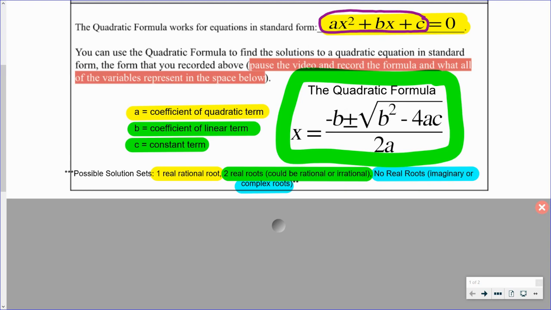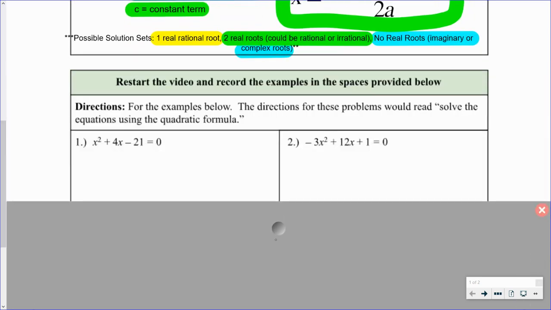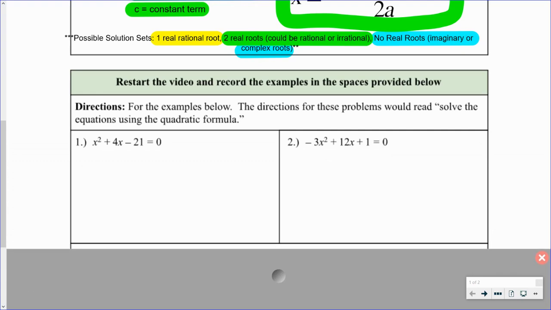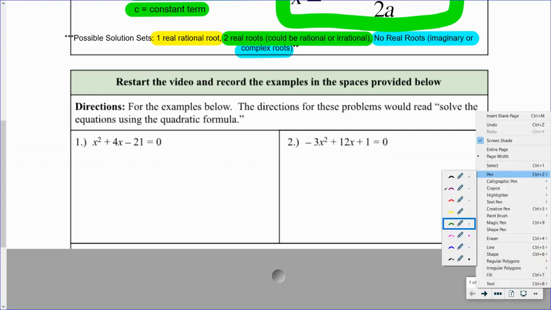I'm going to go through three examples right now. We're not going to look at one where there's one real rational root, but we'll look at an example where there are two real roots, one that's rational, one that's irrational, and then two imaginary roots. All right, so let's go ahead and take a look at some examples. We're going to focus our attention on example number 1 first. For these examples below, the directions would read: solve the quadratic equation using the quadratic formula. So that's what we're going to try and do.